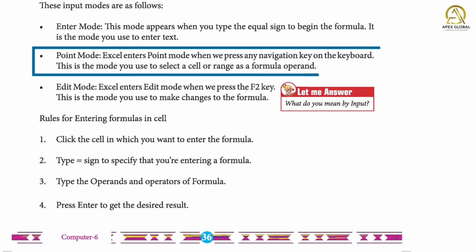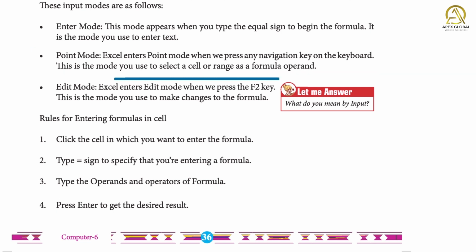Point mode. Excel enters point mode when we press any navigation key on the keyboard. This is the mode you use to select a cell or a range as a formula operand. Edit mode. Excel enters edit mode when we press the F2 key. This is the mode you use to make changes to the formula. Let me answer. What do you mean by input?